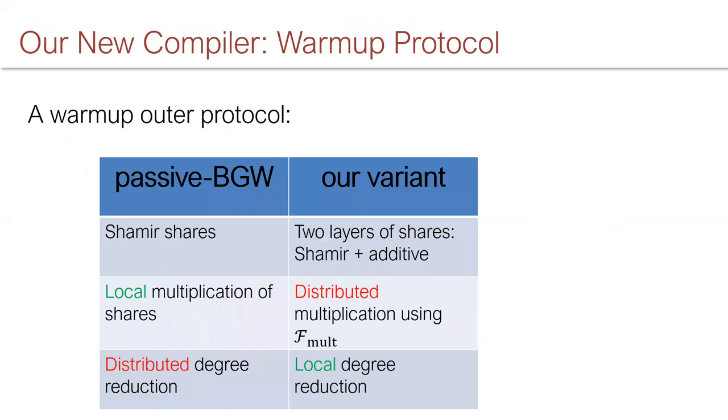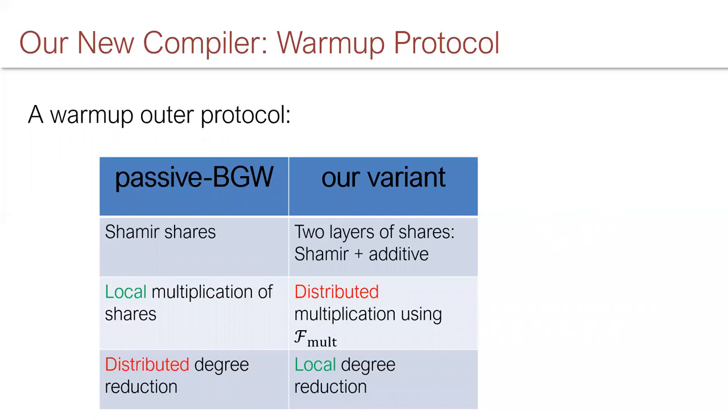Okay, so let's start with a warm-up protocol that is based on the classic BGW protocol. Recall that this protocol follows by having the parties secret share their inputs using Shamir's scheme, then following the gate-by-gate paradigm. Addition gates are computed locally due to the linearity of the Shamir scheme, whereas multiplication gates are computed locally but require communication to reduce the polynomial degree.